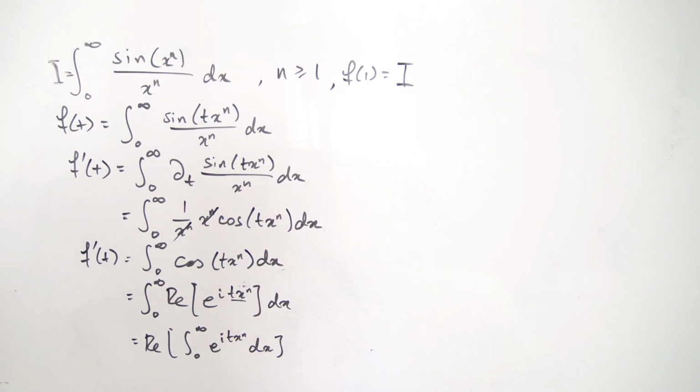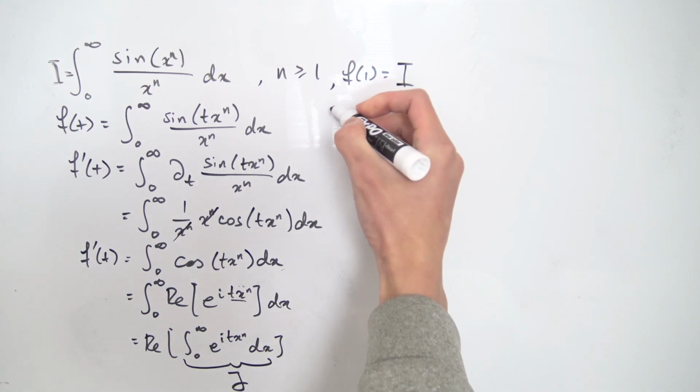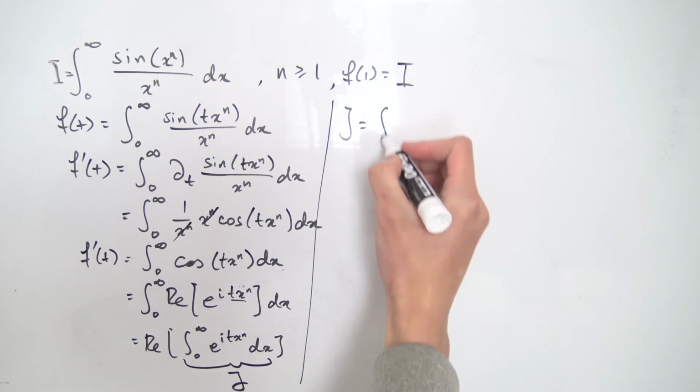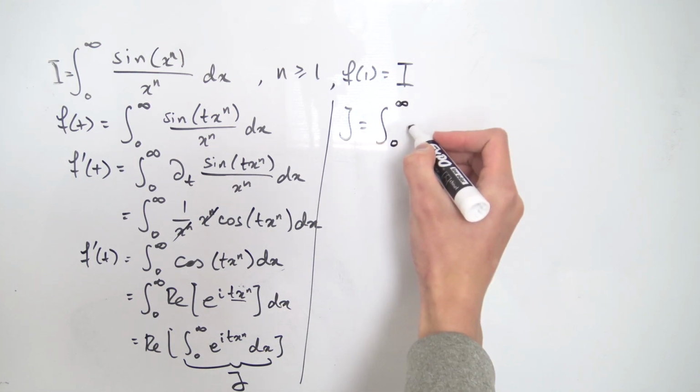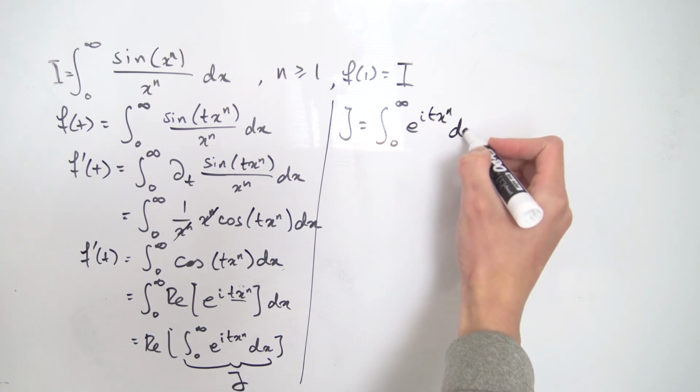Okay, and now what can we do? This is the integral that I want to focus on now, this very integral right here. And I'm going to call this integral J. This is the integral where we're going to start using some contour integration. So with this integral, what is our integral J? Our integral J is equal to the integral from 0 to infinity of e to the I times t times x to the n dx.